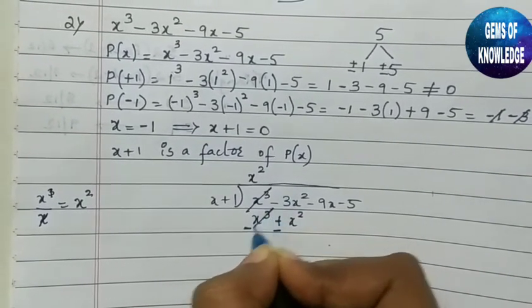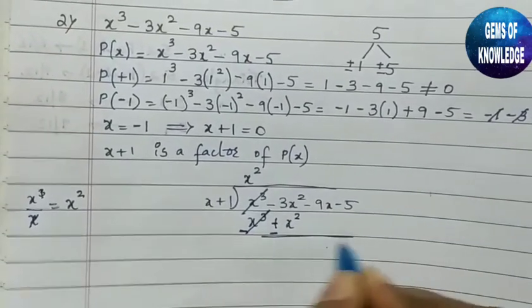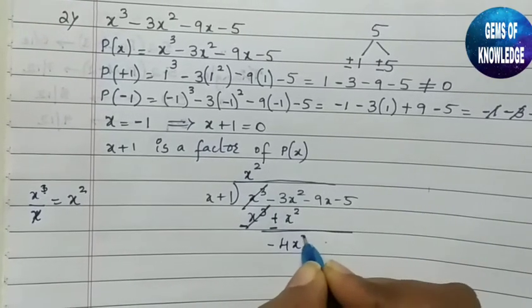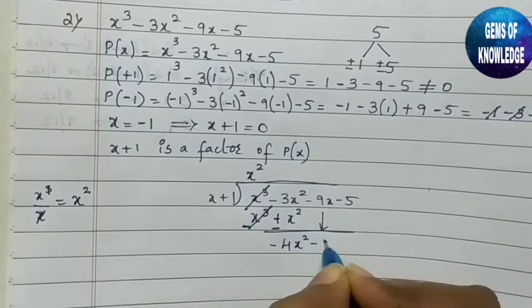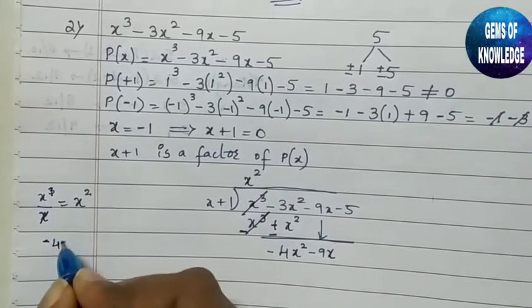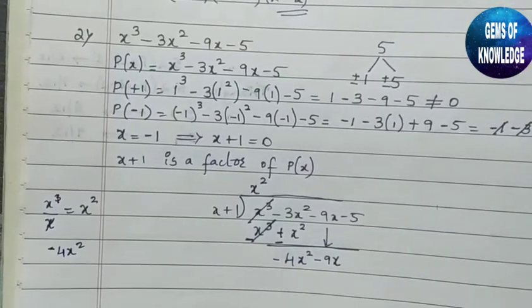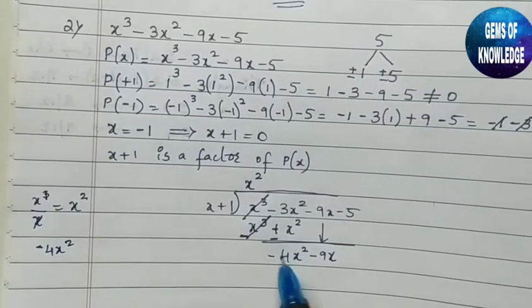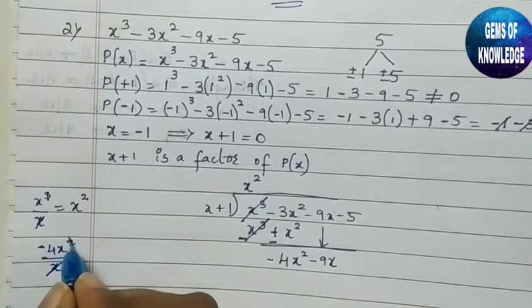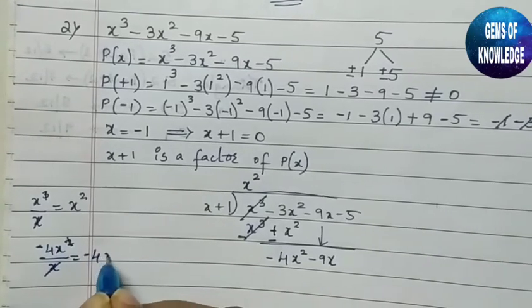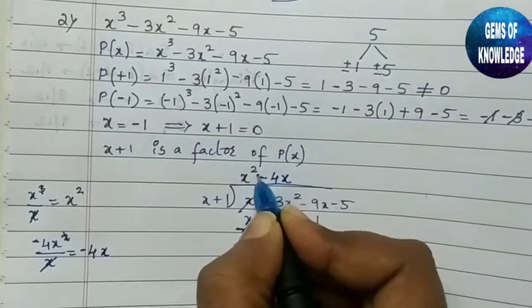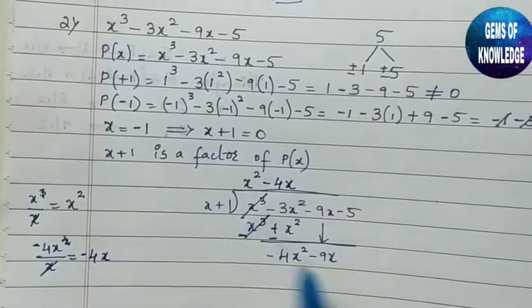So this x cube and this minus x cube will be cancelled. What is left here? Minus 3x square minus x square, which is minus 4x square, and this minus 9x will be taken down. Now this minus 4x square must be divided by this x again, so x and x will be cancelled. What is left? Minus 4x is left. That minus 4x will be written here, and it will be multiplied by x plus 1.